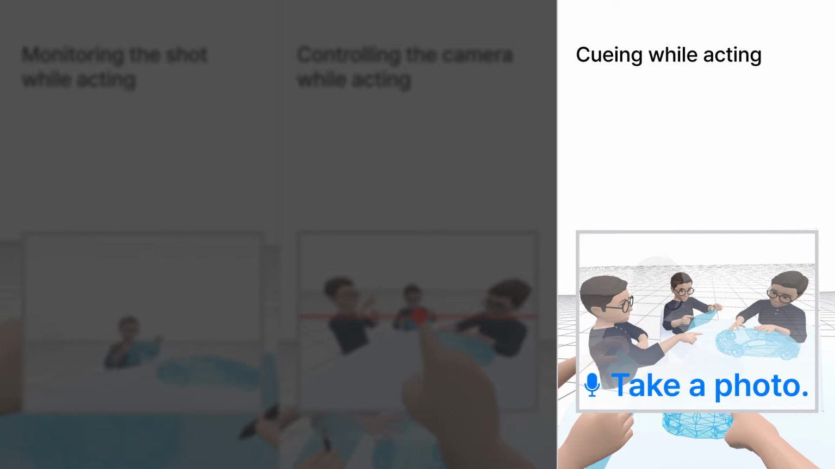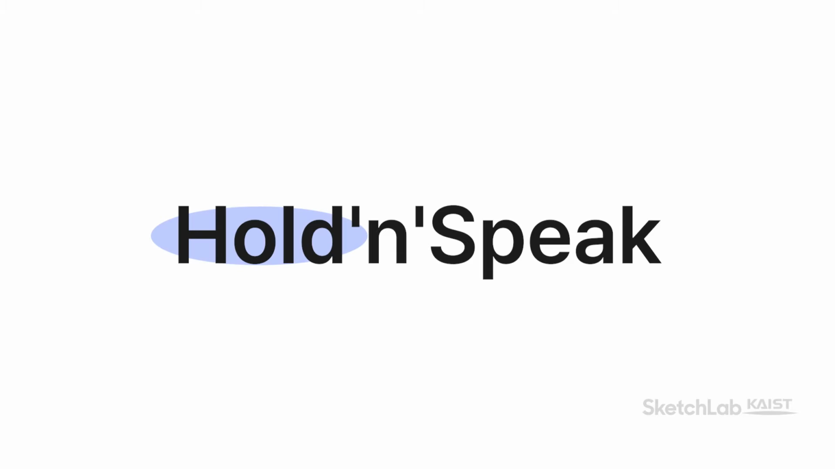Lastly, we introduce hold and speak interaction that lets the user give voice cues when his hands and body are busy performing a pose. To activate hold and speak, the user holds his pose for a short period and speaks out the command. Then, the system follows the voice command.